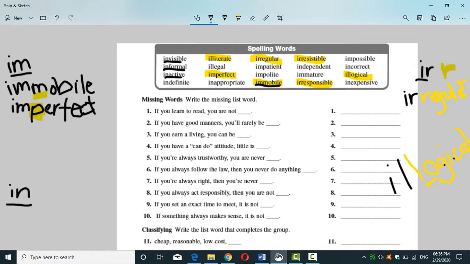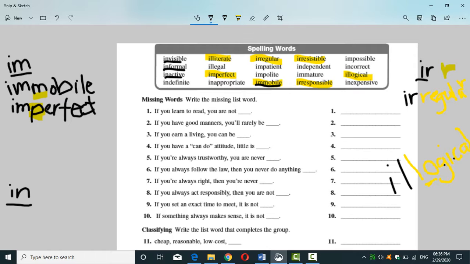As you can see, IM comes before any word that starts with M or P, while IR comes before any word that starts with R, and the prefix IL comes with any word that starts with L. So this is the big difference between them. The answer key will be sent.